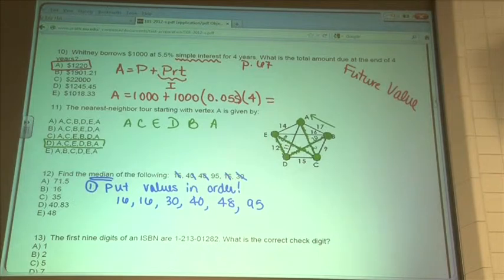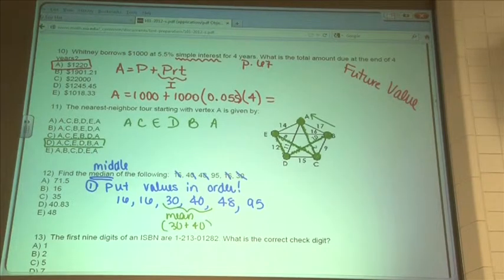Okay, if we're doing the median, that means you're finding the number directly in the middle. Well, here's the problem. We have an even number of numbers. If that happens, what do we do? Take the 2 middle numbers and take the sum divided by 2. Take the mean. Yeah. So 30 plus 40 divided by 2 should give you 35.